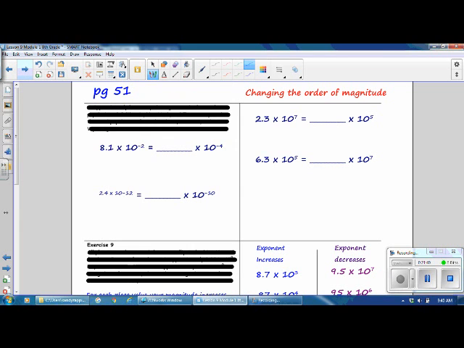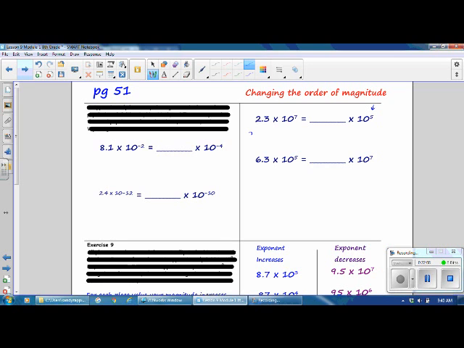Changing the order of magnitude. So let's just practice changing the order of magnitude a bit. Here we have, go ahead and copy these problems and leave some room in between to solve them. 2.3 times 10 to the 7th. We want to change that order of magnitude to 10 to the 5th.